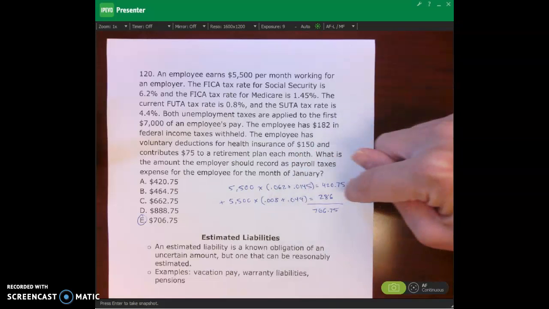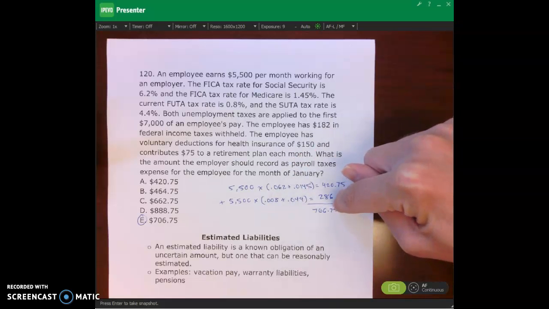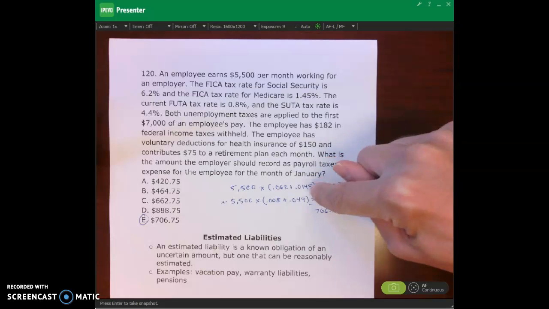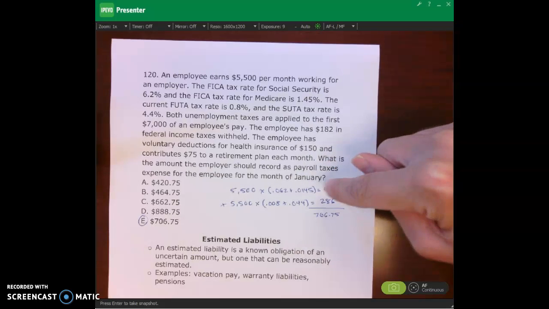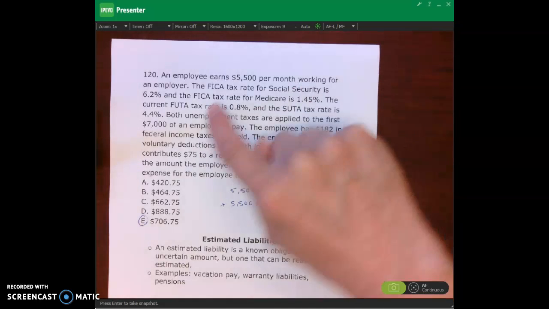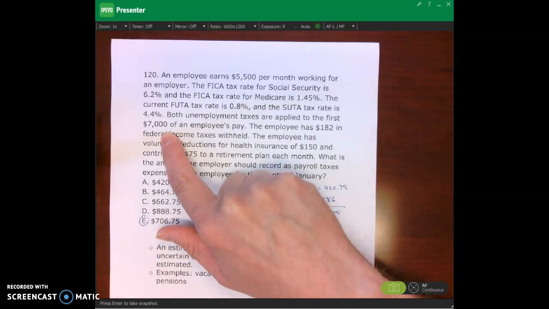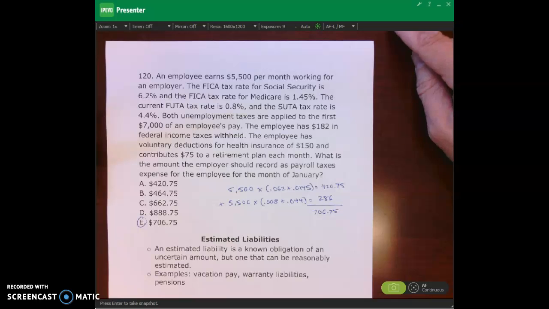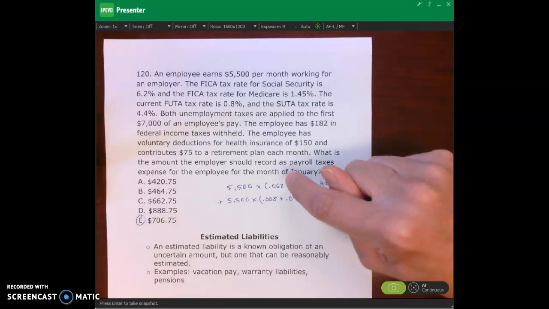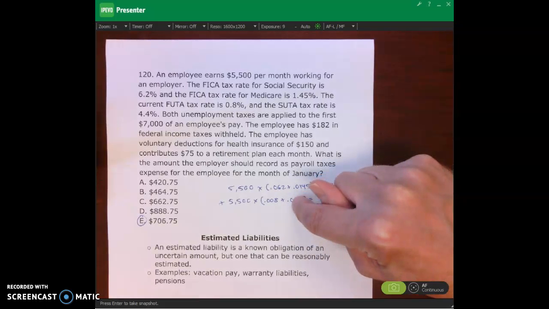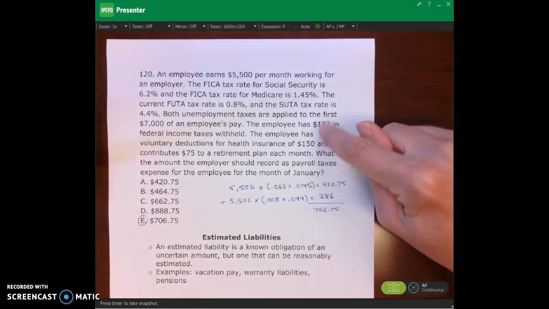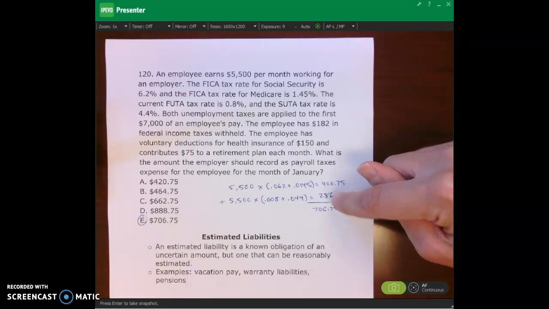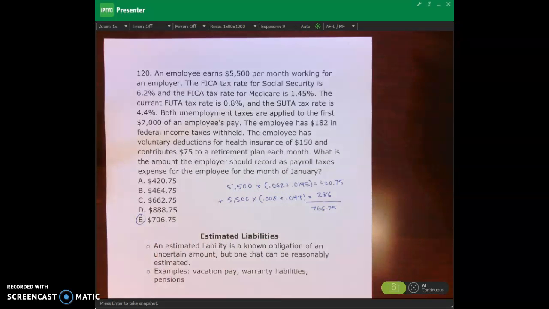Well, they pay FICA, and then they pay unemployment insurance. So our FICA is our gross pay times our 0.062 for Social Security plus 0.0145 for Medicare, total FICA, plus the unemployment insurance because they are below the $7,000. They're below the $7,000 for January, okay, first month. So we say our $5,500 times our 0.008 plus our 0.044, which is our 0.8% and our 4.4% here for state unemployment gives us 286. Add the two together, 706.75. E is the right answer for number 120.